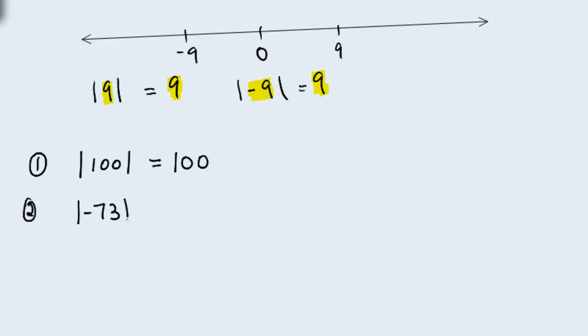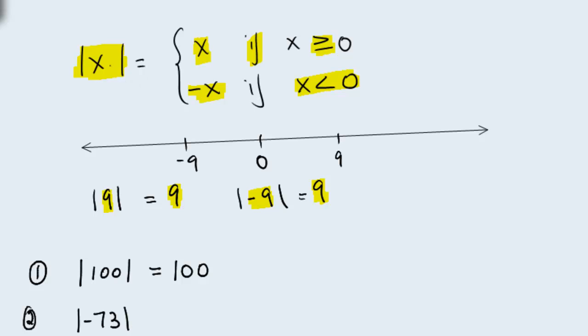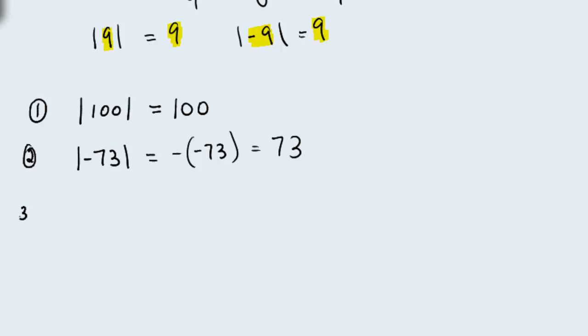Example 2. What's the absolute value of -73? The question being asked of me is how far away is -73 from 0 on the number line? Well, if I go up here, it is saying if I'm taking the absolute value of a number and that number is less than 0, then absolute value is equal to negative of that number. Then this is equal to negative of -73. But that is equal to 73. Okay?